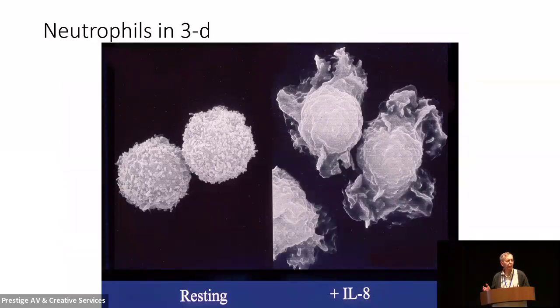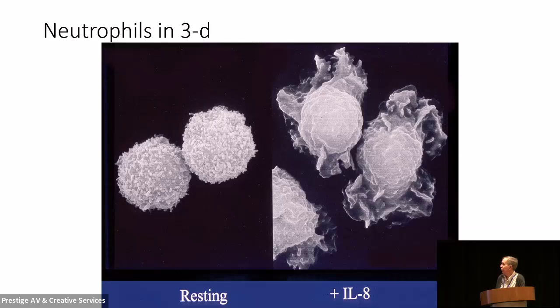But that's what neutrophils look like when they're squashed on a glass slide, fixed with something like methanol and then stained. And that's not what they really look like. This is a more realistic view in 3D by scanning electron microscopy.